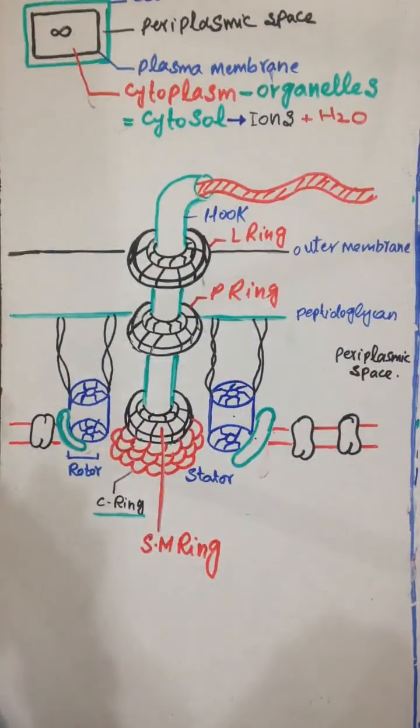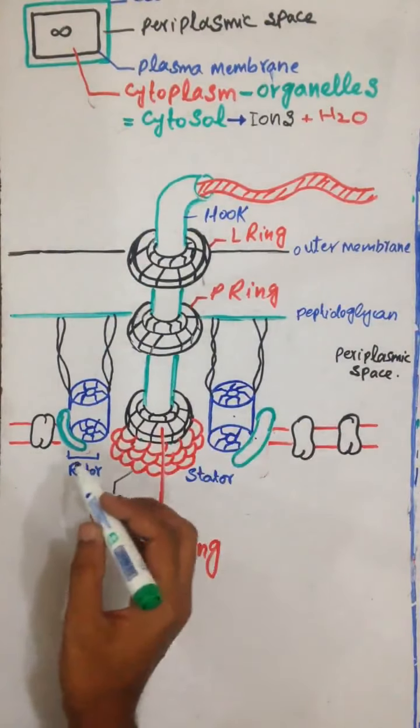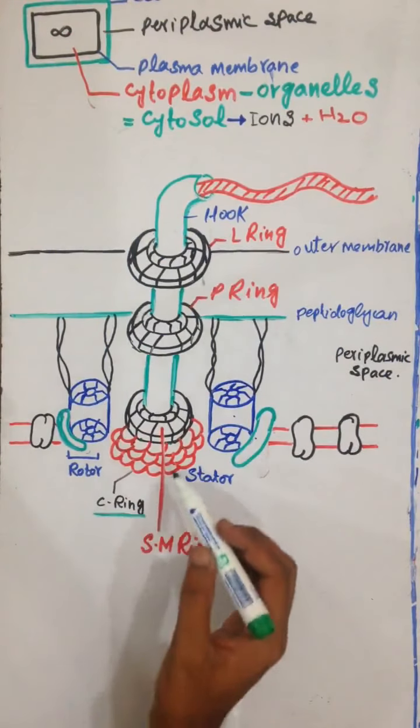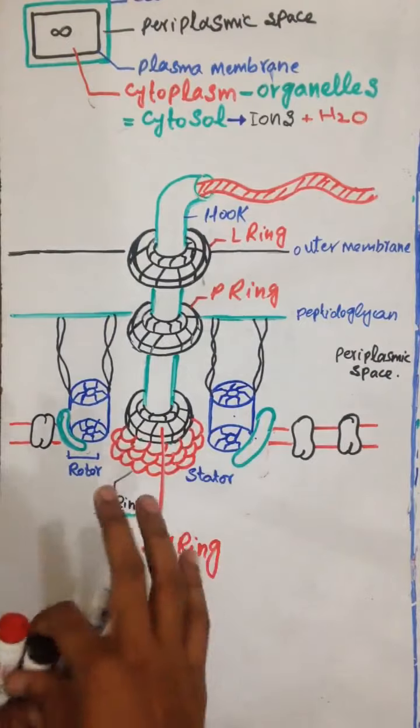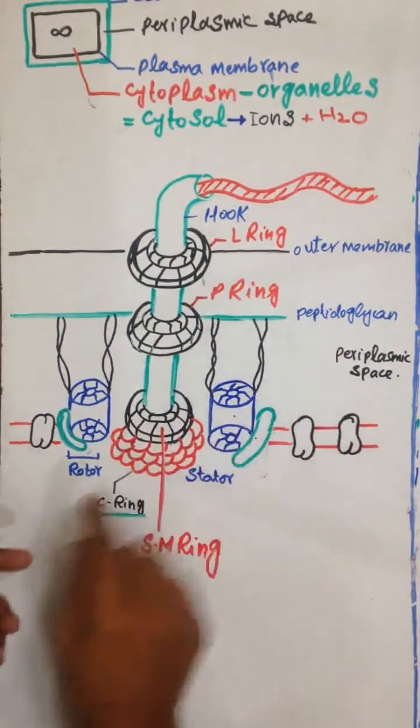So this is the whole structure. This is called the rotor part, and this is called the stator part. The main part is called the stator, and the side apparatus is called the rotor.